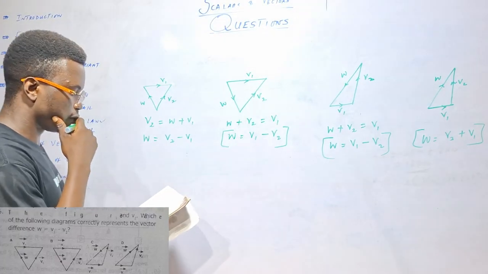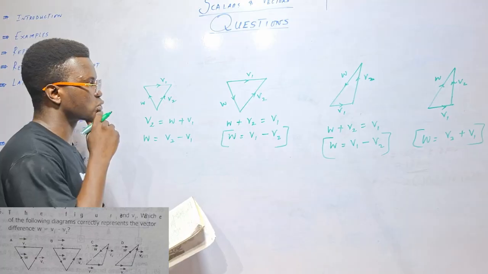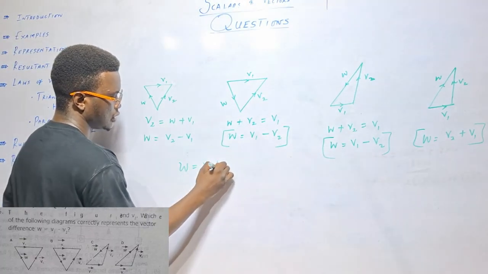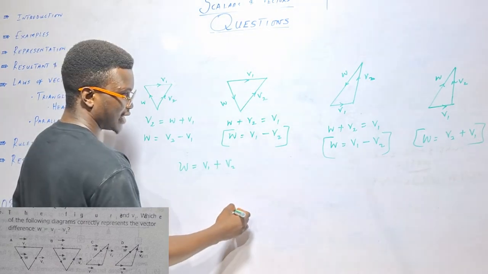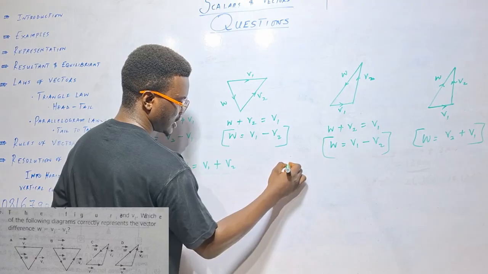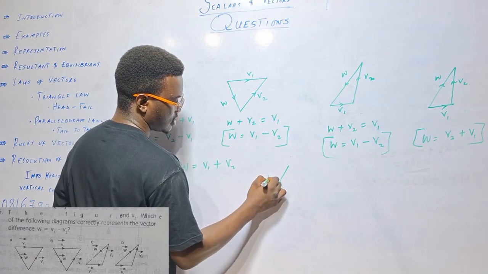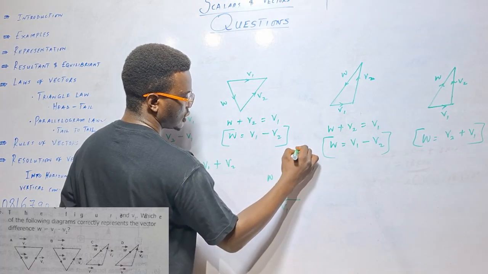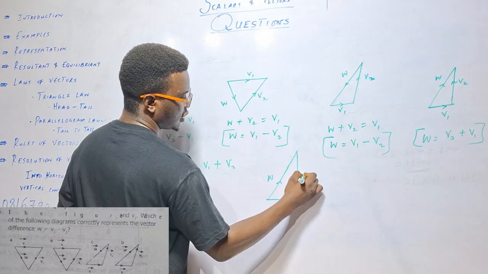So if you look at the first one, or let me do something like this. Let's say W is equal to V1 plus V2, meaning that, let's say this is my resultant, W, with V1 moving in this direction, then V2 moving in this direction.